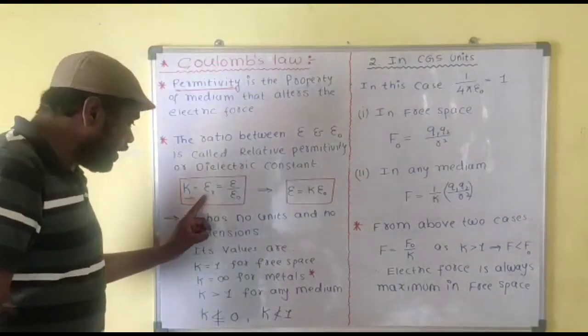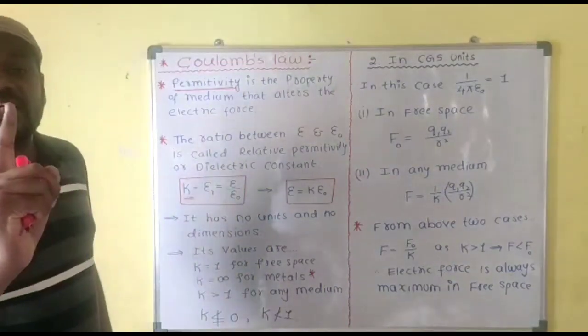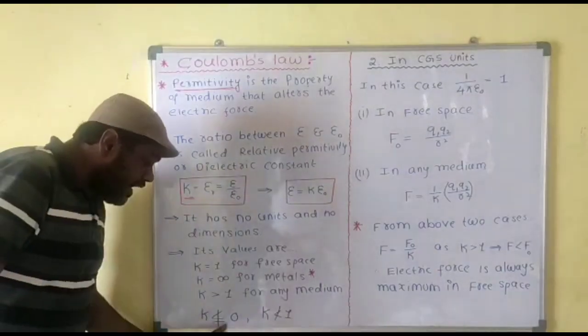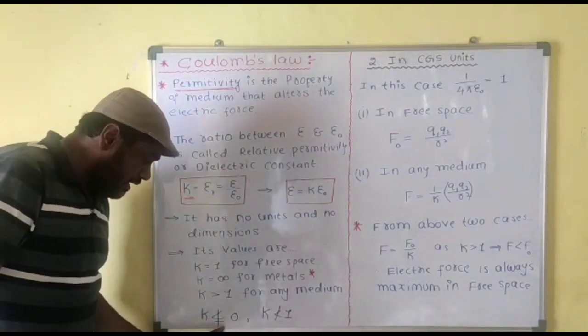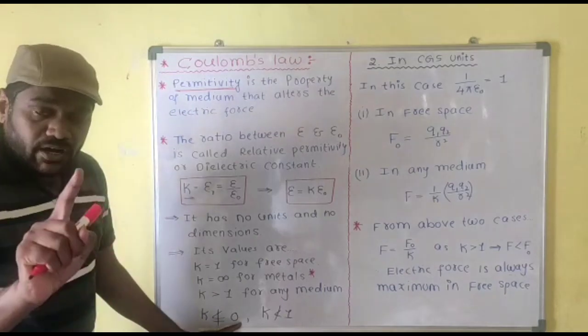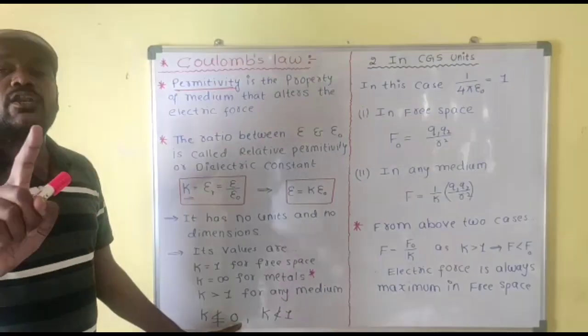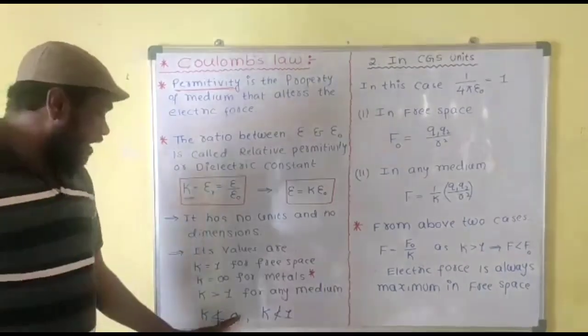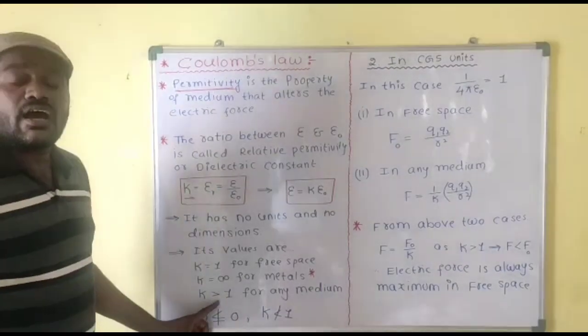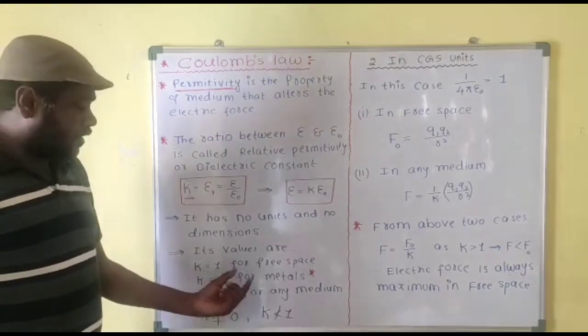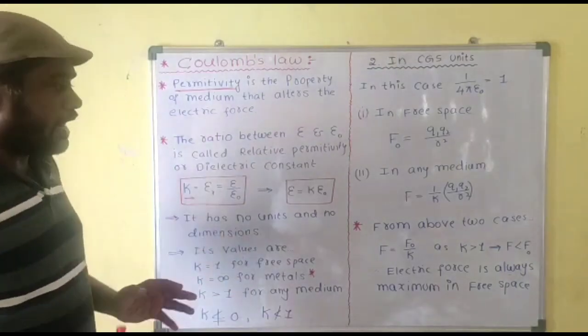The dielectric constant or relative permittivity is always greater than 1. It is never equal to 0 and never lesser than 0. Means the K value should not be 0, should not be lesser than 1, and should not be negative. The K value is always greater than 1 or more than 1. So these are the values of the dielectric constant.